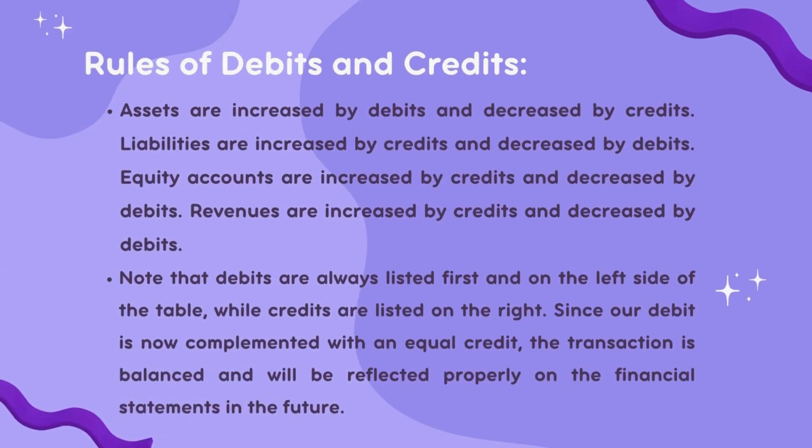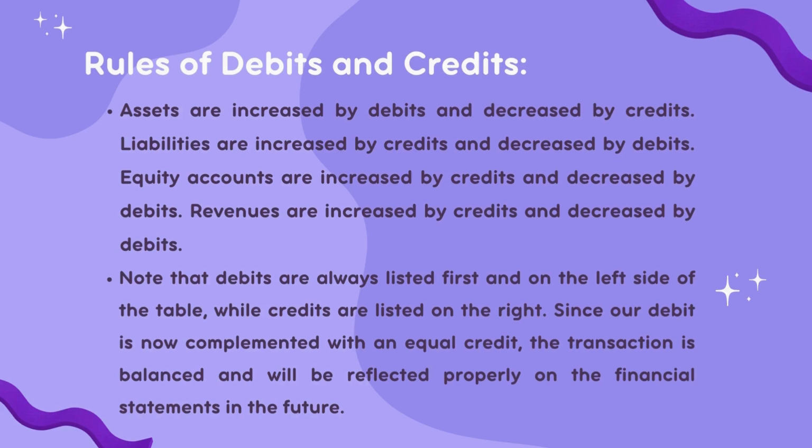As seen in the rule chart, assets are increased by debits and decreased by credits. Liabilities are increased by credits and decreased by debits. Equity accounts are increased by credits and decreased by debits. Revenues are increased by credits and decreased by debits.